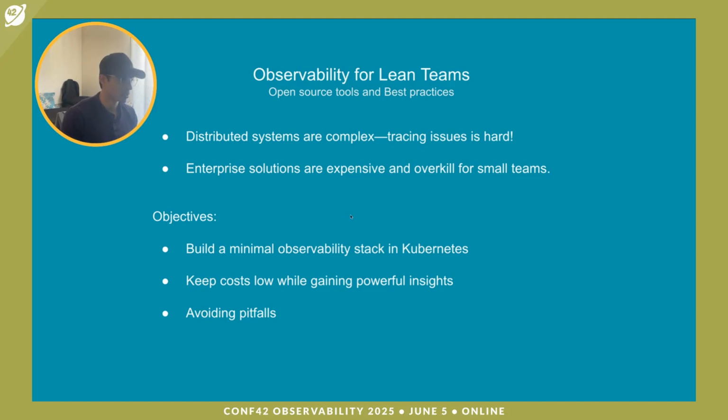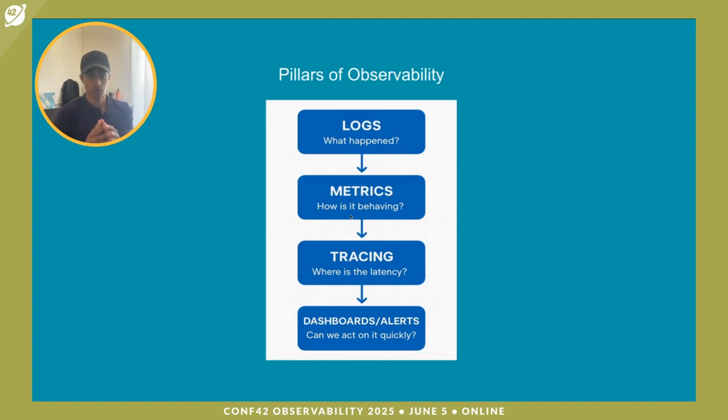So let's get started. Before getting into the actual tools and how to set up the actual stack, I would like to discuss what I call the 4 pillars of observability. First is logging. Logging is the process of tracking specific events in your application. These help you answer questions like, what is happening in my system?